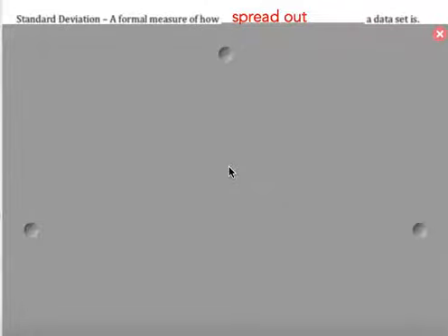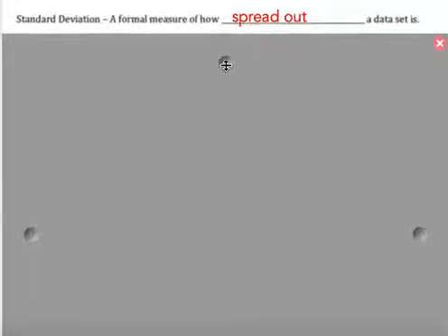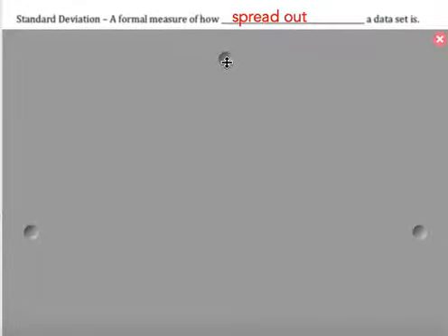All right, so standard deviation part 1. Okay, we've already established that we need a standard way of evaluating data sets. So the formal definition of standard deviation: a formal measure of how spread out a data set is.